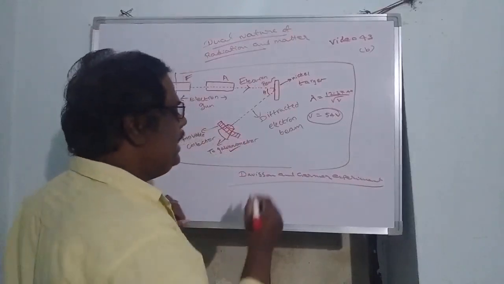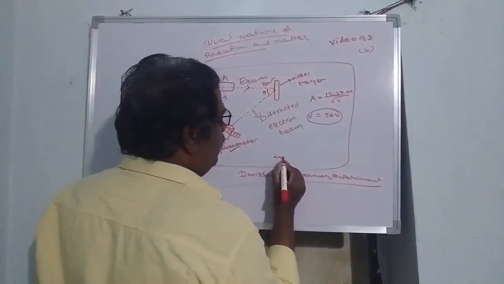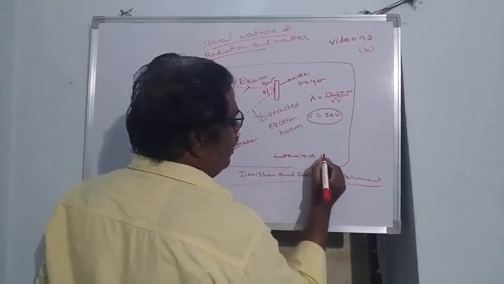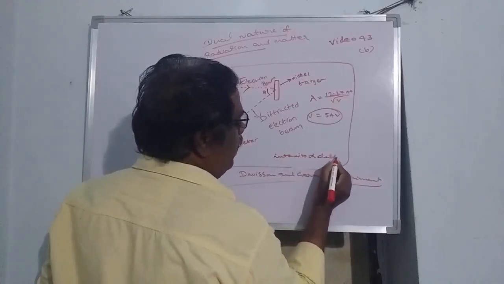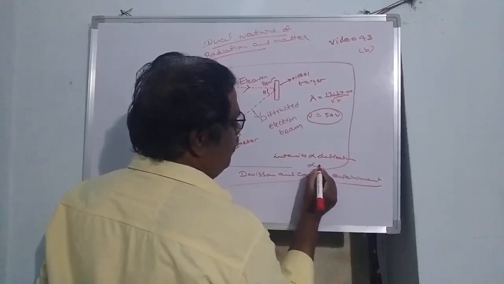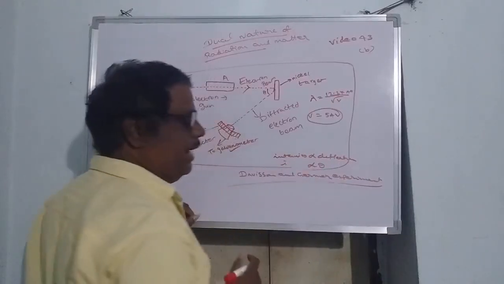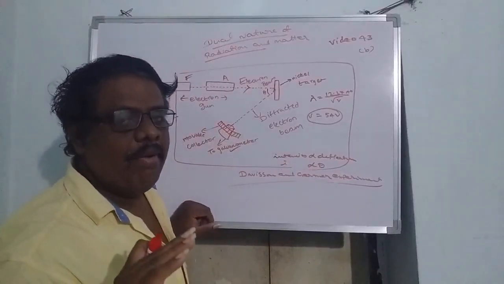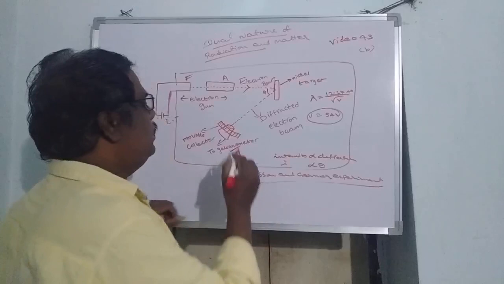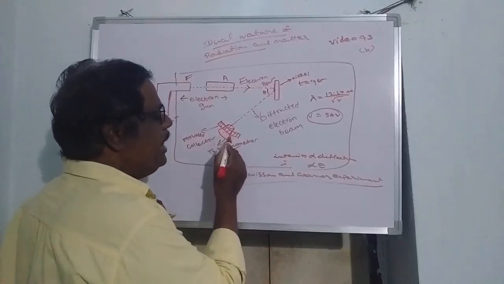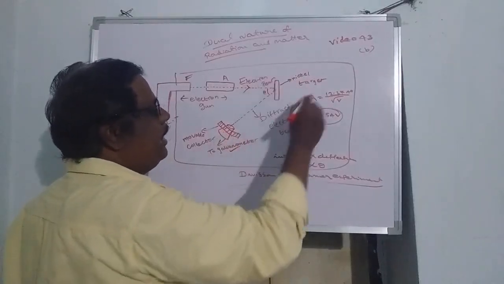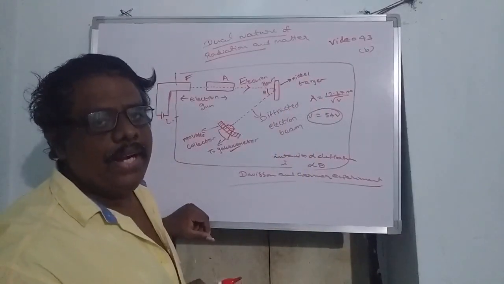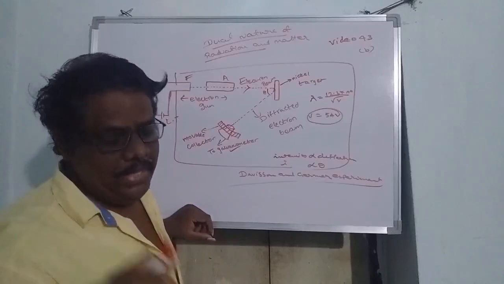That means intensity of the electron beam is directly proportional to the deflection in the galvanometer. That means directly proportional to theta. So if intensity of the electron beam increases, deflection in the galvanometer will also increase. So by moving or by rotating this movable detector on the circular scale, we can find out the intensity of the electron beam at different angles.